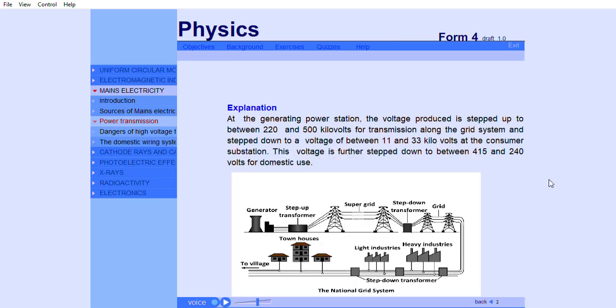Explanation. At the generating power station, the voltage produced is stepped up to between 220 and 500 kilovolts for transmission along the grid system and stepped down to a voltage of between 11 and 33 kilovolts at the consumer substation. This voltage is further stepped down to between 415 and 240 volts for domestic use.